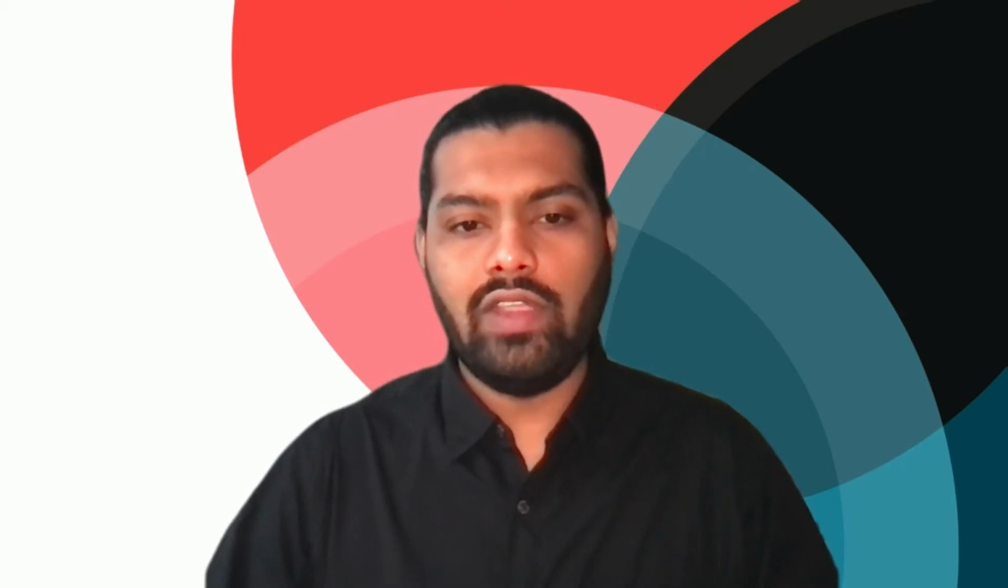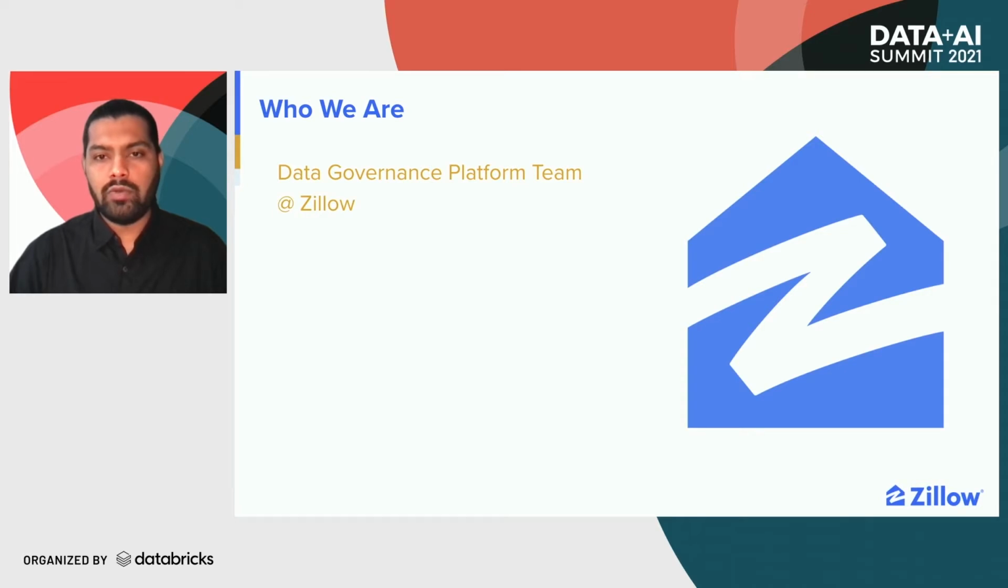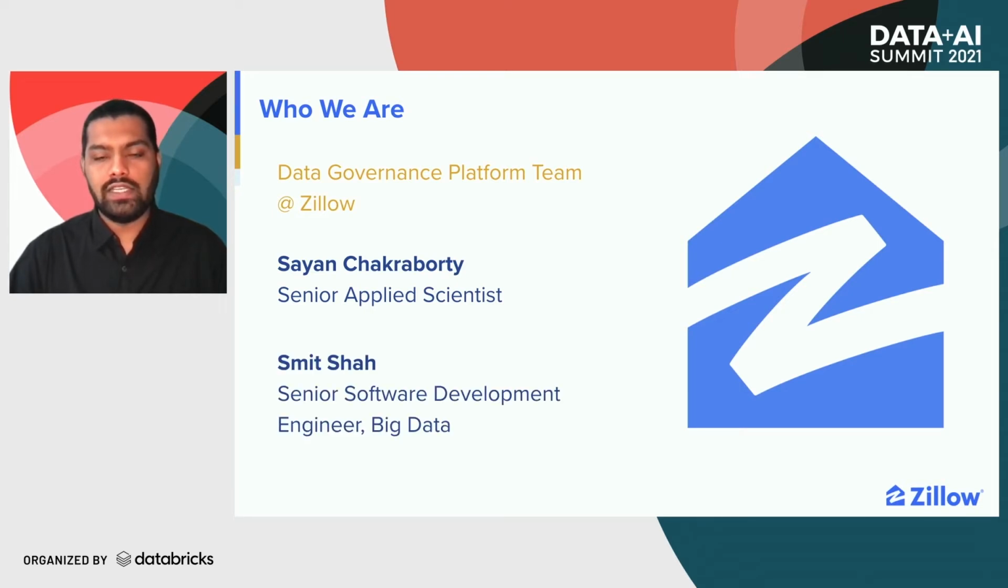So as I said, we are both from Zillow, but within Zillow, we are part of the data governance platform team. Our team focuses on two primary components, which are platforms and processes around data governance. There are four main pillars our team focuses on: data discovery, quality, security, and privacy. Along with me, I have my colleague Sayan Chakraborty, who is a senior applied scientist at Zillow, and myself, Smith Shah, working as a senior software development engineer in the big data domain.